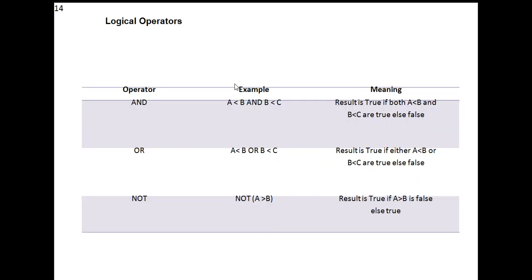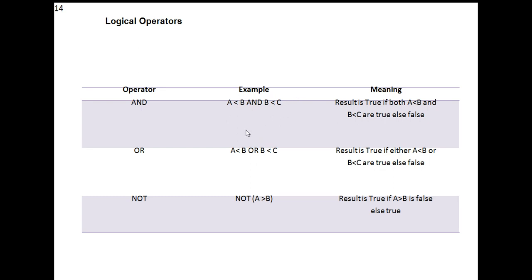And also we have logical operators. The logical operators that we use in the algorithms and flowcharts are AND, OR, NOT. Example for AND: a less than b. So we'll use relational operators, and also we use logical operators in combination: a less than b AND b less than c.